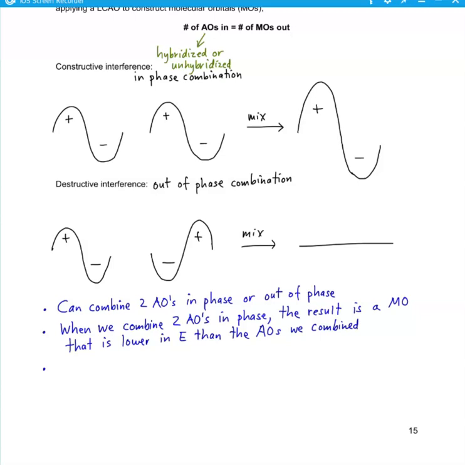By contrast, when we combine two atomic orbitals out of phase, what we get is a molecular orbital that's higher in energy than either of those atomic orbitals. So the corollary to our first statement: when we combine two atomic orbitals out of phase, then what we get is a molecular orbital that is higher in energy than either of the atomic orbitals.